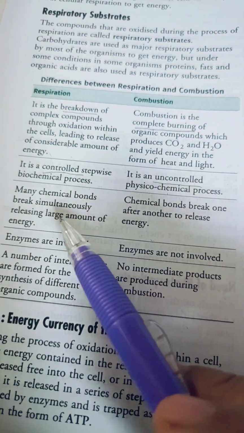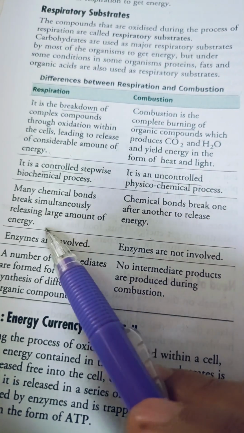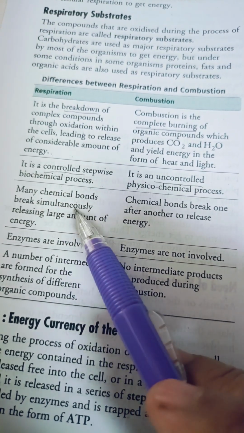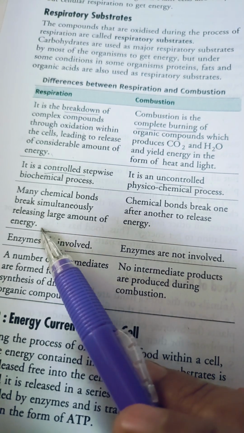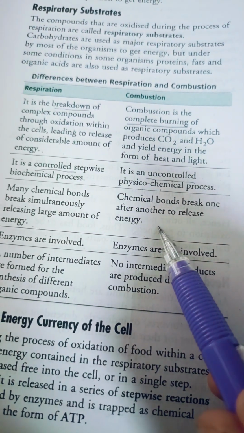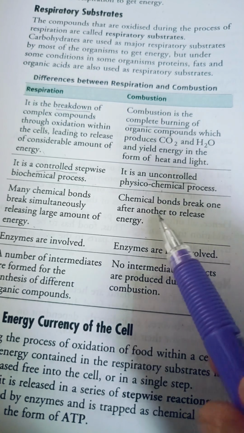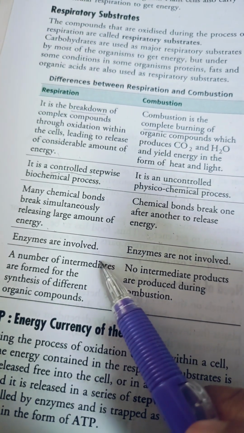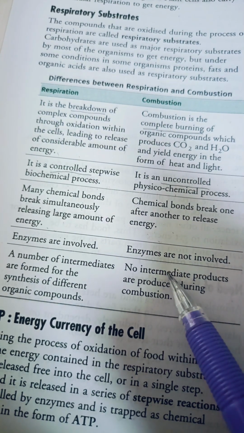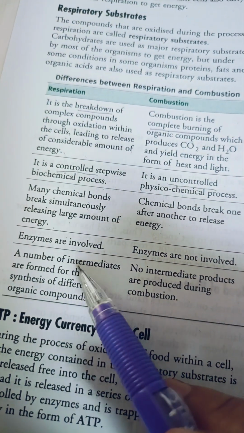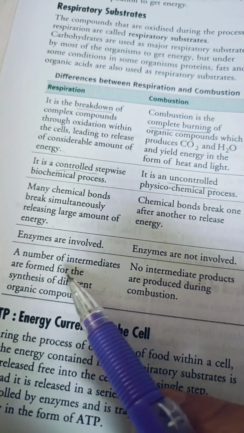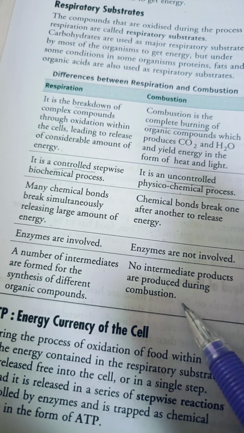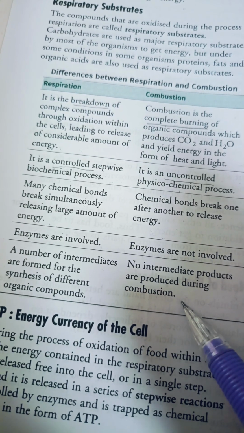Many chemical bonds break simultaneously, releasing a large amount of energy. In respiration, what happens? Chemical bonds like C-C break one after another, releasing energy or ATP. In combustion, many chemical bonds break simultaneously to release energy. In respiration, enzymes are involved. In combustion, enzymes are not involved. In respiration, a number of intermediates are formed for the synthesis of different organic compounds. In combustion, no intermediate products are produced.